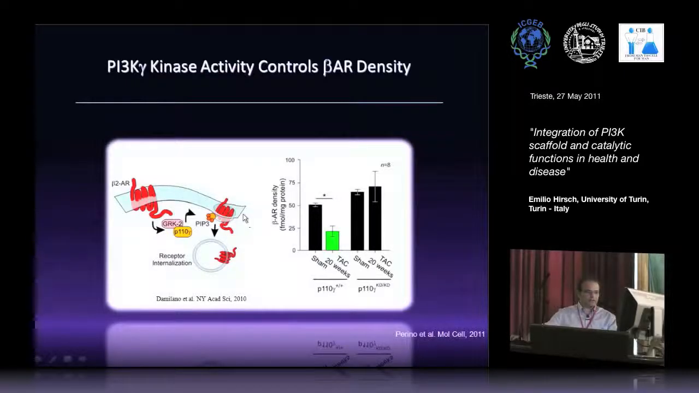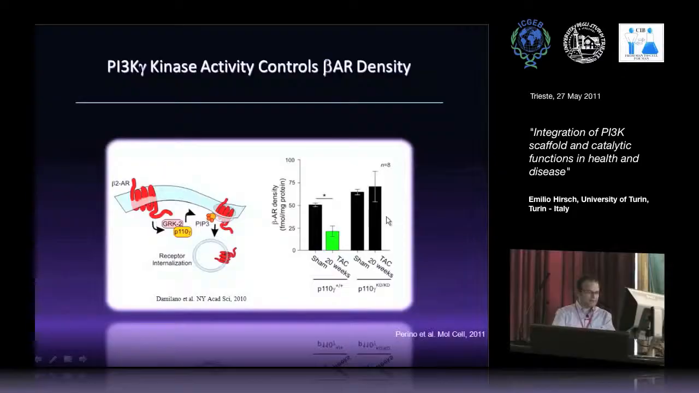So as expected, here you see wild-type mice before and after developing heart failure. And as expected, you see that the number of exposed beta adrenergic receptors is significantly decreased when mice develop heart failure. The interesting thing is that if you look at mice that express the catalytically inactive PI3 kinase gamma, then you see that this downregulation of adrenergic receptors doesn't occur.